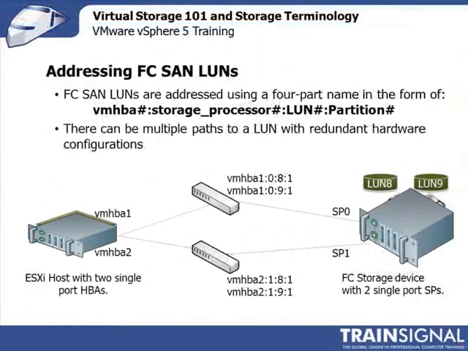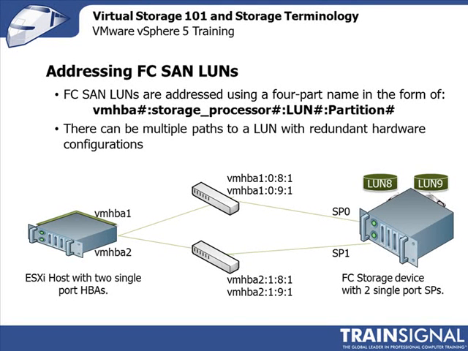Now when addressing fiber channel SAN LUNs, the name formatting is a four-part name as follows. It starts off with the HBA, the device that's being used. Every HBA device is going to have a number, preceded by vmhba and then the number, whether it's 0, 1, 2, 3, 4, whatever it is. Then the storage processor number is going to follow. So that's the route it's going to take in order to access the LUN or the partition. Next comes the destination LUN number, and after that is followed by the partition number.